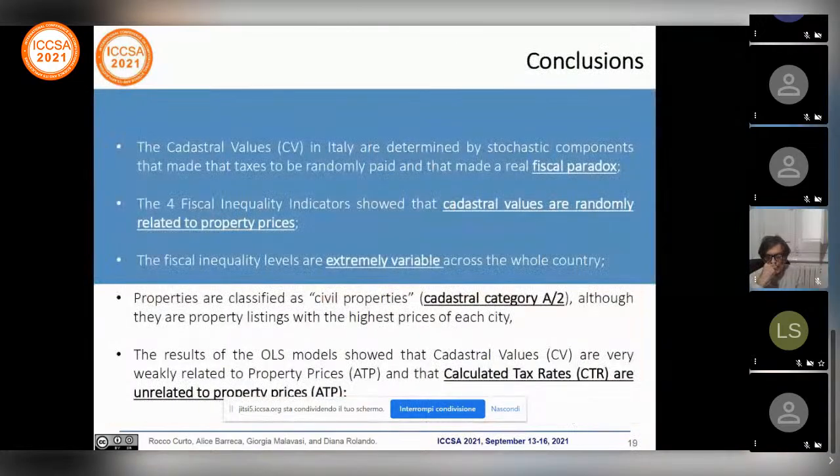In conclusion, our research highlighted that currently in Italy there is a real fiscal paradox, and that property taxes are randomly paid. In particular, from our research it emerged that the attribution of the cadastral category is often not correct. Then, our four fiscal inequality indicators show that cadastral values are randomly related to property prices. And the result of the regression models confirmed that tax rates are unrelated to property prices.